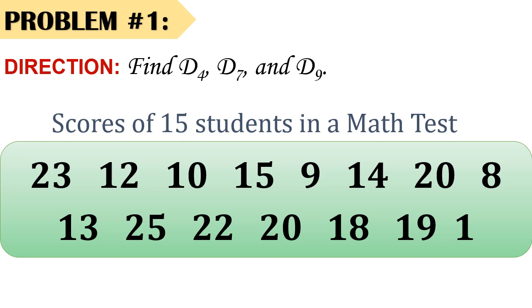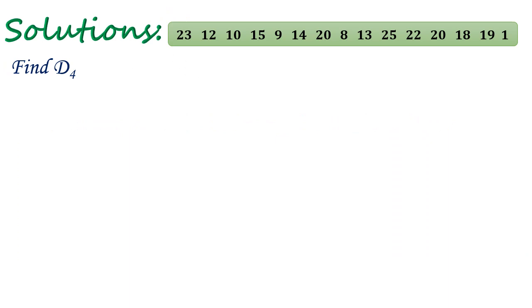That means if we're going to find the 4th decile, it is equivalent to the 40th percentile of the given data. And if we are going to deal with D of 7, of course this is equivalent to the 70th percentile. And lastly, D of 9 is equivalent to the 90th percentile. Of course, let us solve one by one.